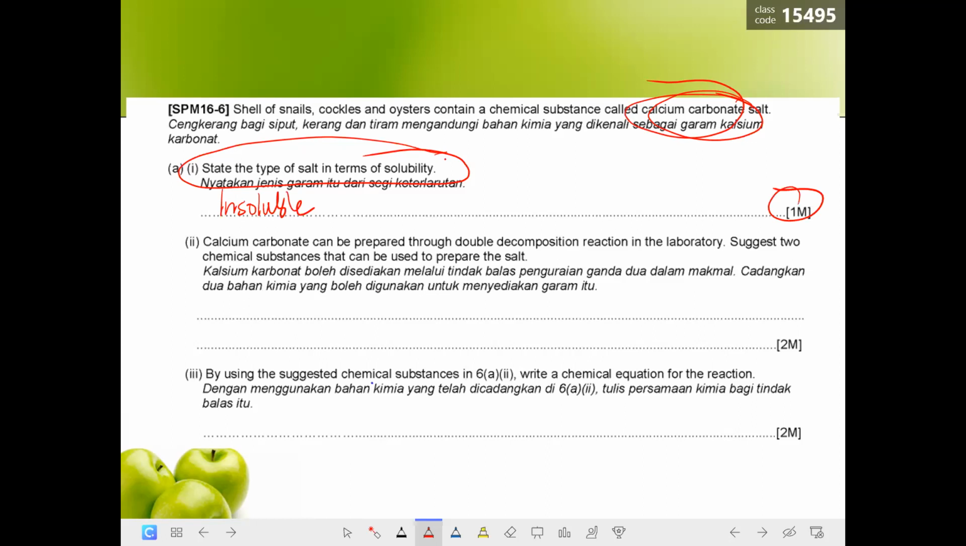Okay, solubility, when they're asking you whether soluble or insoluble. Many students this year, 2016, I don't know what they wrote. But actually it's a very simple answer.